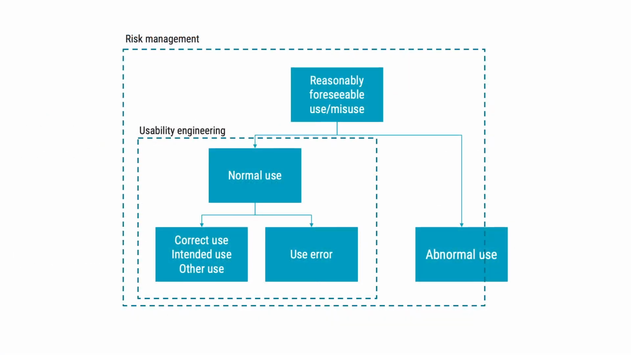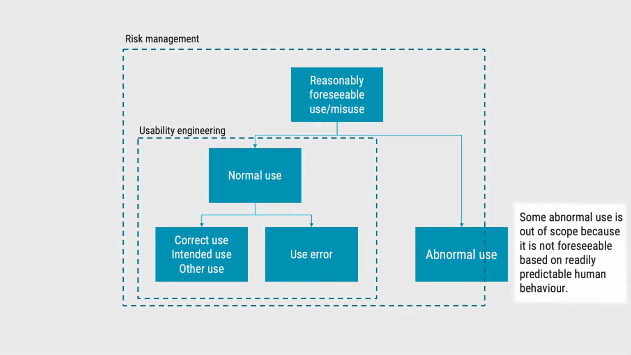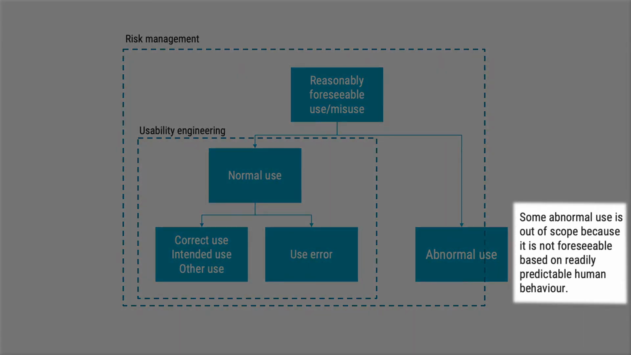The device shall meet the requirements of the standard in both normal use and in reasonably foreseeable misuse. Reasonably foreseeable misuse means that it is predictable use which is not included in your definition of intended use of the product. So there is a part of abnormal use which is out of scope because it is not foreseeable based on readily predictable human behavior.